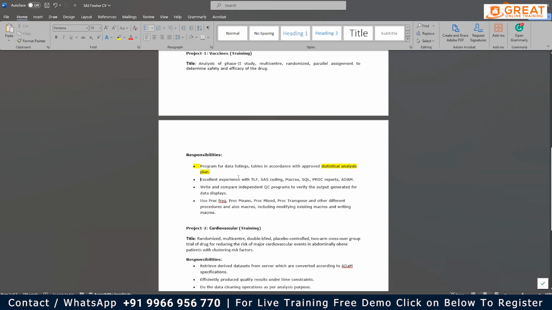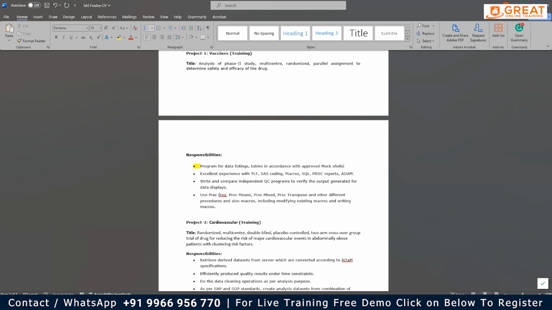It is going to be mock shells. Okay, so the programming of data listings and tables is according to the approved mock shells. You need to write it. Mock shells. Okay, so this is not required. The statistical analysis plan is required only for creating tables, not for this one.